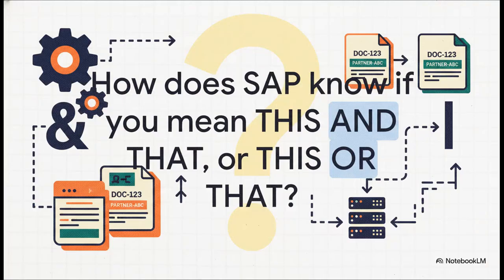So this is really the heart of the matter, right? You pop in a business partner and a document number. Are you asking SAP for that specific document that belongs only to that partner? Or are you asking for anything related to that partner or anything related to that document number? The results are going to be wildly different. And the secret to controlling it is actually way simpler than you might think.